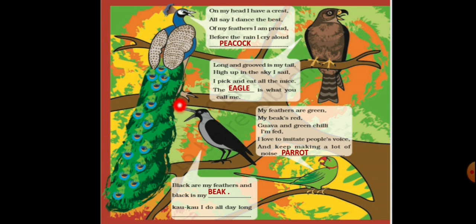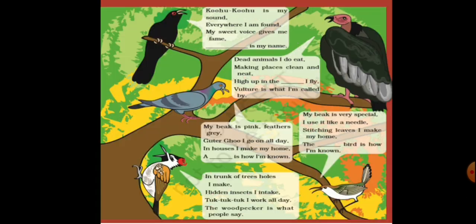Exactly. See, the beak of the crow is black and the beak of the parrot is red. There is a difference between both of them, and most of them are eating different types of things. The eagle is eating the mice. The parrot likes guava and chilies. And the crow, if you have watched my first video, the lucky ones, isn't it? They can eat anything and everything. Let us go to the next riddle.